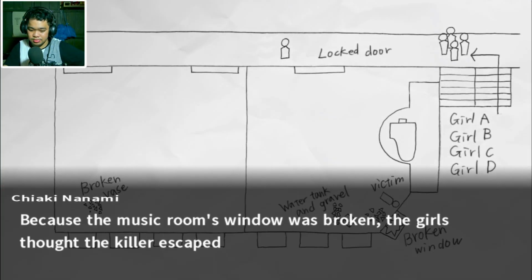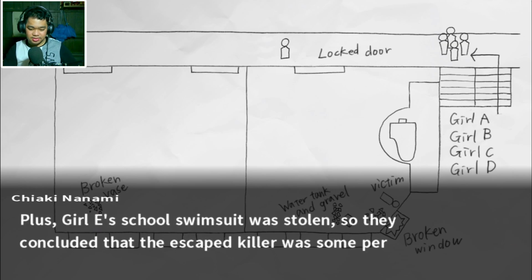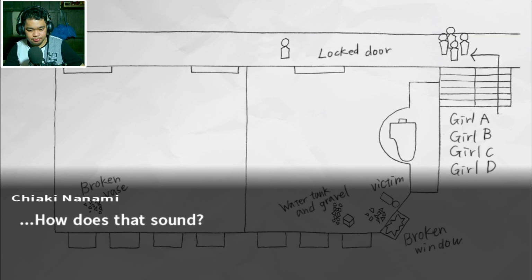Because the music room's window was broken, the girls thought the killer escaped through there. The sound of breaking glass that they heard at the entrance hall seemed to confirm that. Plus, Girl E's school swimsuit was stolen, so they concluded that the escaped killer was some pervert. No, she made that up. How does that sound?